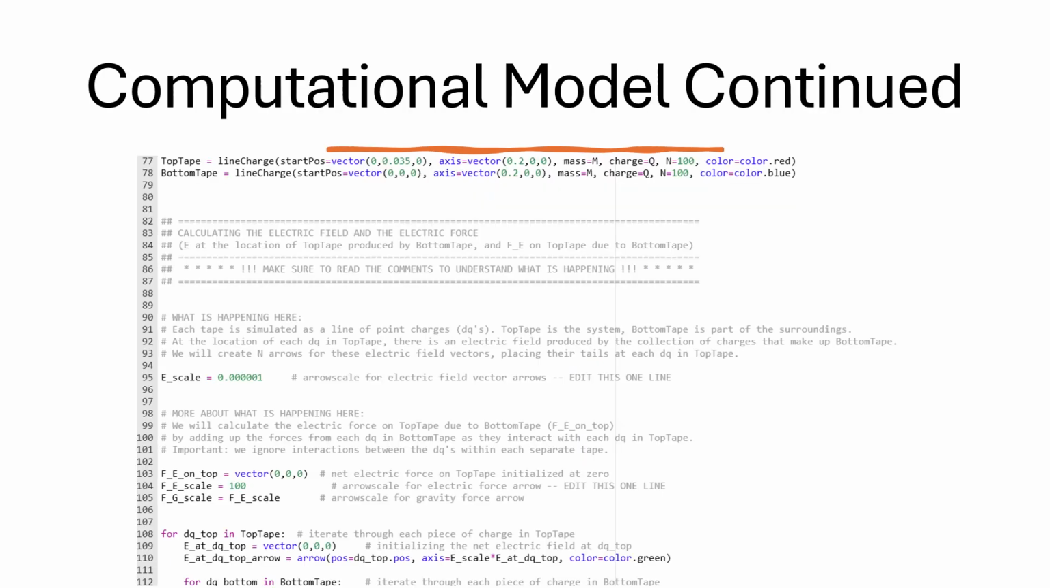This is the code continued. As you can see, we had to scale down the arrow vectors greatly just so we could be able to see them clearly. And as you can see, we have our top tape and our bottom tape acting as two different things at two different starting positions.